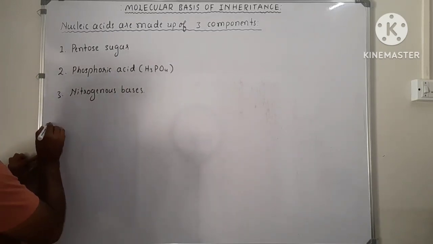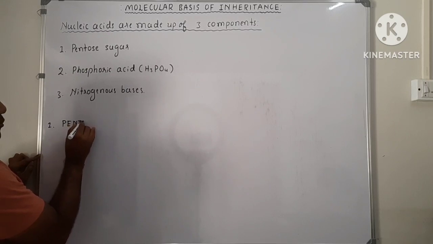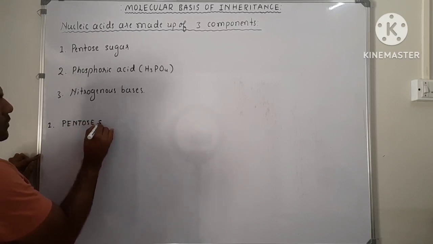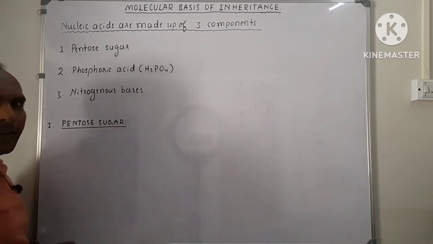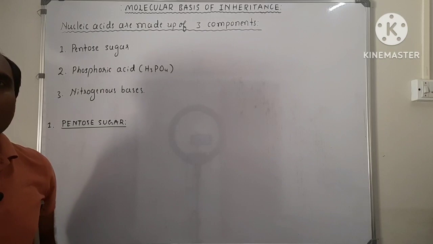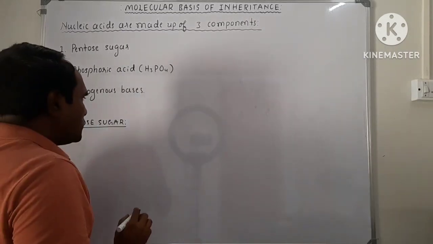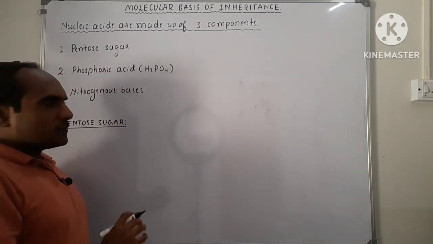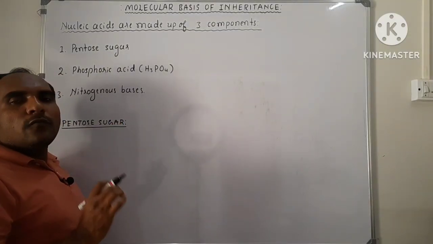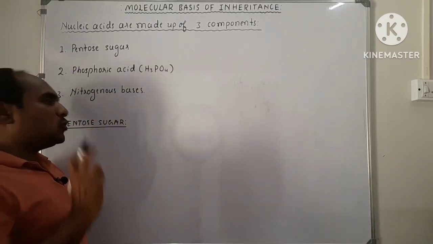Now let us study one by one. First one is pentose sugar. What do you mean by pentose sugar? All you learnt in the past PUC, come on, recall it. Pentose sugar means it is a 5-carbon atom containing sugar. 5-carbon atom containing sugar is known as pentose sugar.